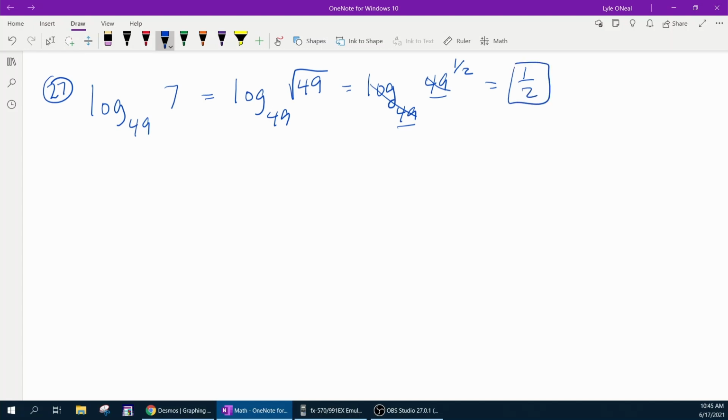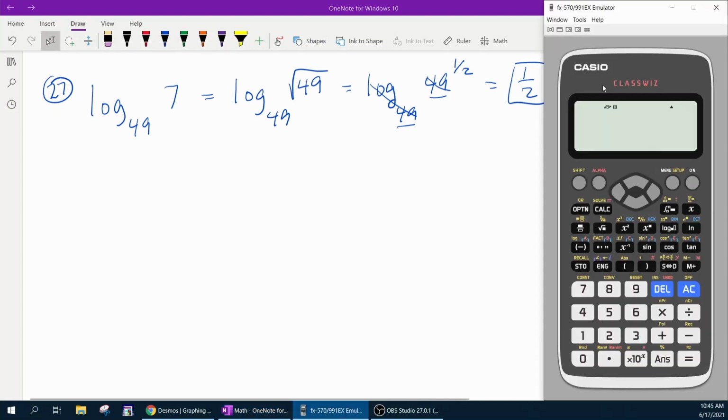And we're going to look at the button pushes. So again, with the Casio Class Wiz, super easy with the log any base button. We're going to give that a base of 49, move over and put our 7. Bam, and it checks out.